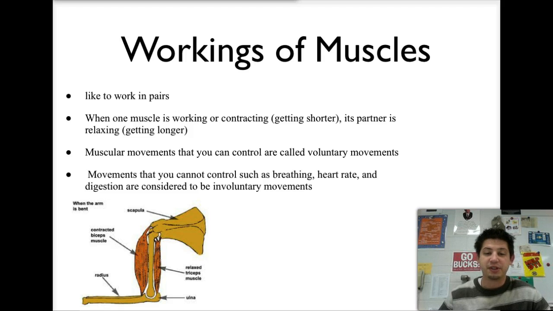You have muscular movements that you can control, and those are voluntary movements. Raising your hand, running, jumping. But then you have involuntary movements, such as breathing, your heart rate, digestion. And those you have no say of, no control. Yet muscles are still working on that.